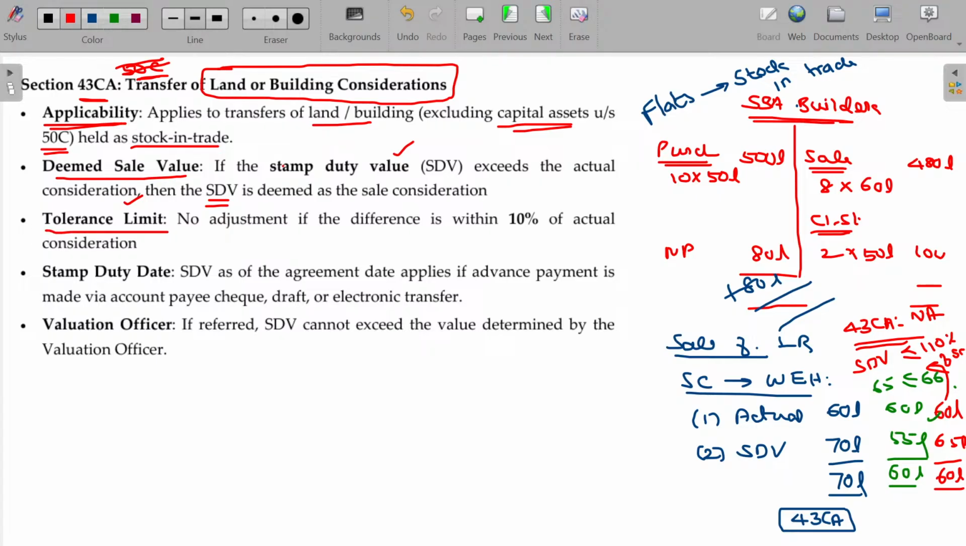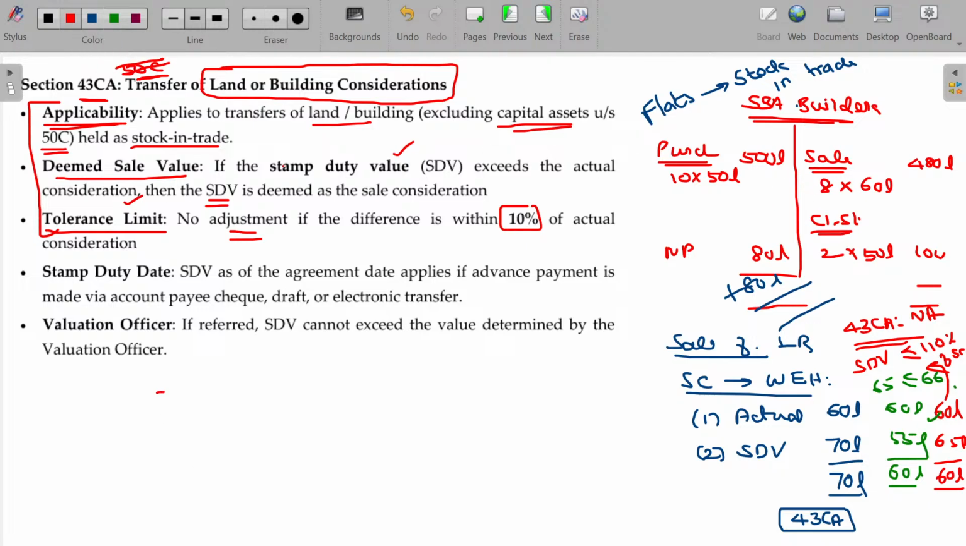Okay. Tolerance limit. How much is acceptable? Within the limit, actual will be taken rather than stamp duty value. Otherwise, section 43CA is applicable. No adjustment if the difference is within 10% of the actual consideration. If the difference is within 10%, of course, this will not be applicable. So, hope. One more point.